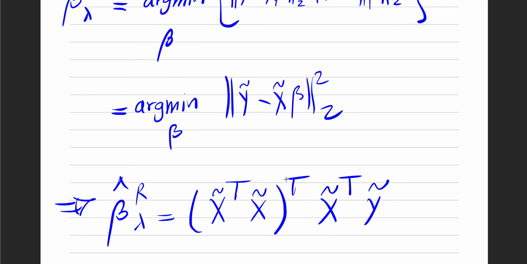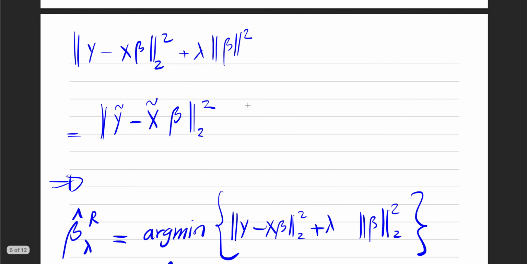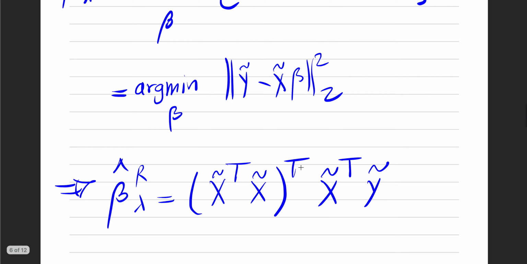There will be a red 2 here in the notes, and this will be -1. And this comes from the least squares problem. This is great because we solved the problem using something we knew from before.